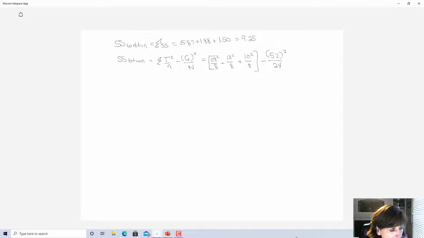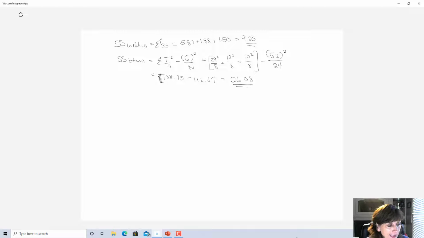So what this is going to give us, when we do our math, is basically 138.75 minus 112.67. I don't need the brackets there, sorry about that. So 138.75 minus 112.67 is going to give me 26.08. So that's my sum of squares between. My sum of squares within is 9.25.